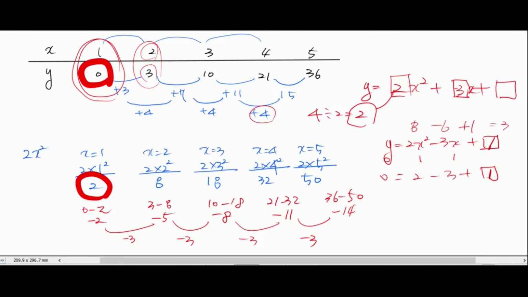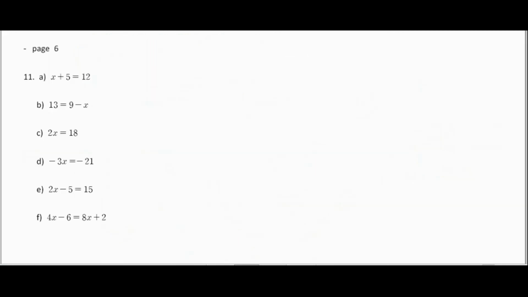By looking at the table, we can find out the quadratic equation of that table. This is question 11. This is pretty simple. We just need to find the x intercept. Let's just solve it quickly. x equals 5 goes over, 12 minus 5, and x equals 7. And this time, x will go over, 13 will go over. x equals 9 minus 13, which equals -4.